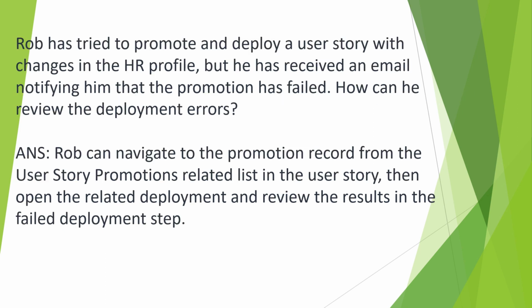Next question. Rob has tried to promote and deploy a user story with changes in the HR profile, but he has received an email notifying him that the promotion has failed. How can he review the deployment errors? Answer: Rob can navigate to the promotion record from the user story promotions related list in the user story. Then open the related deployment and review the results in the failed deployment step.